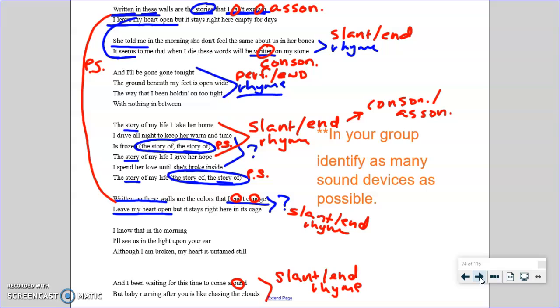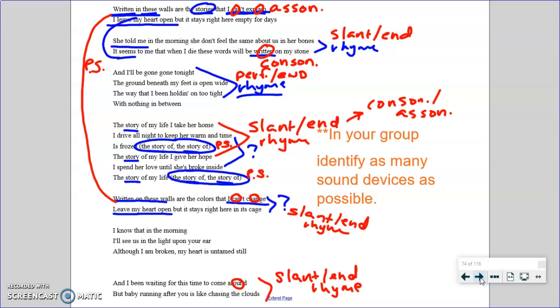So hopefully as you were going through and looking at this yesterday, you were able to see right off the bat that this is a song full of sound devices. What I've done is gone ahead and labeled some of them for you and shown you what I saw and what I found as I was looking through these. Now, there are many more that I've not listed, but you can see overall how this works.